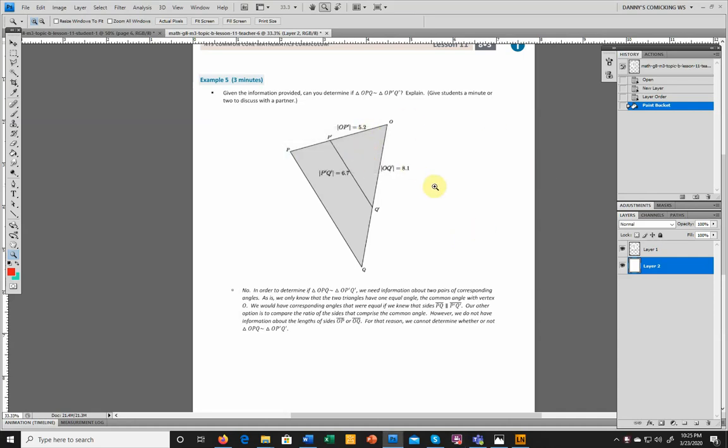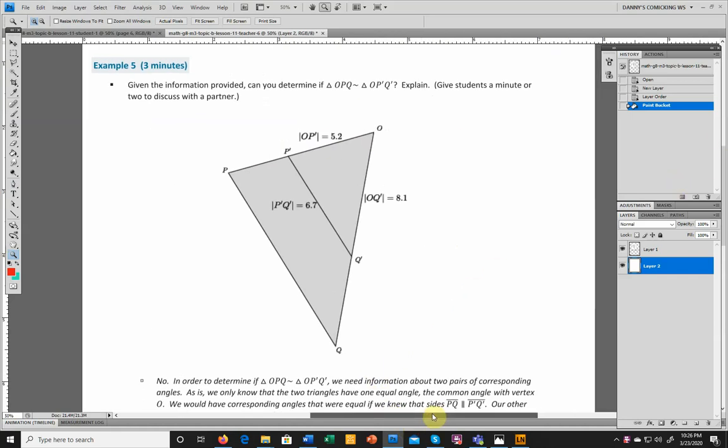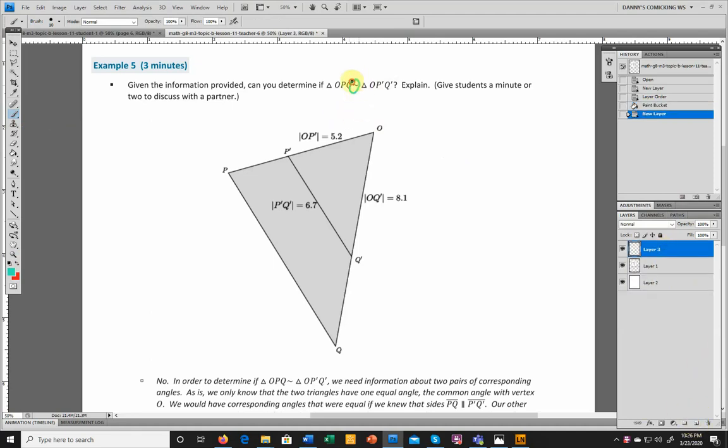Okay, I'm back again for our last example. Example 5: given the information provided, can you determine if OPQ is similar? Now remember, once again, this is our symbol for similar. I'm going to do that a little bit differently. Let's do that like this. That's our symbol for similar. OPQ is similar to OP prime Q prime.